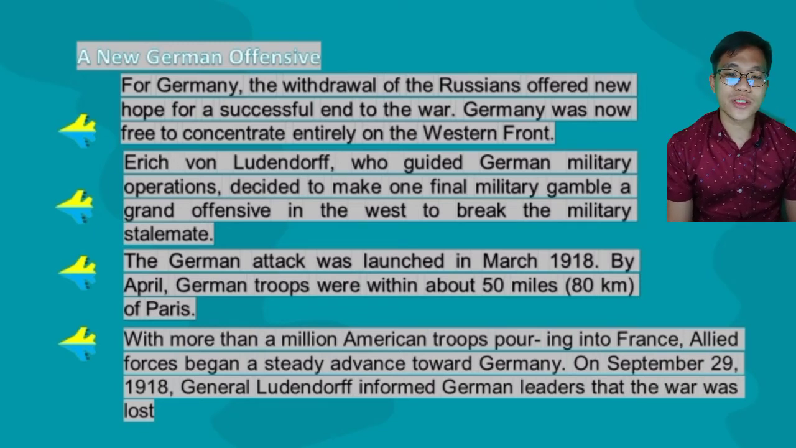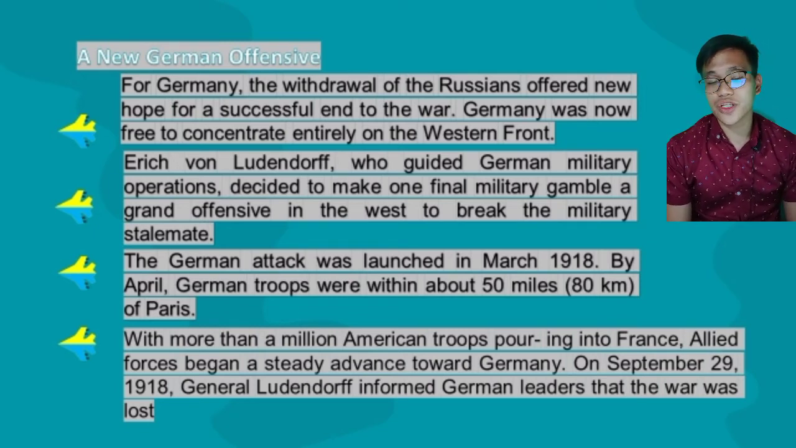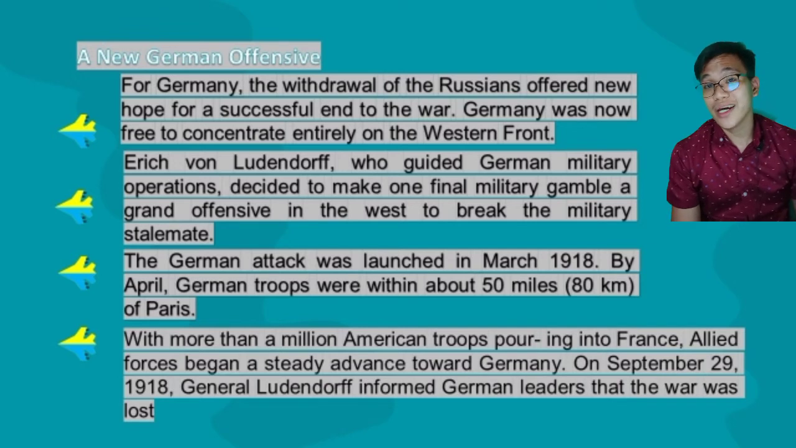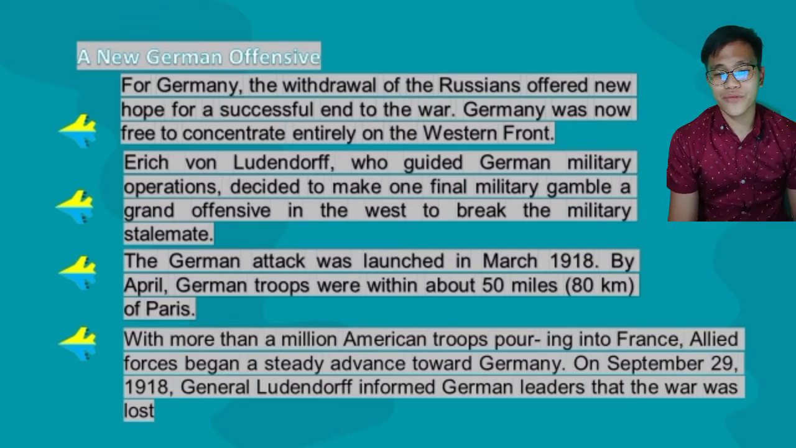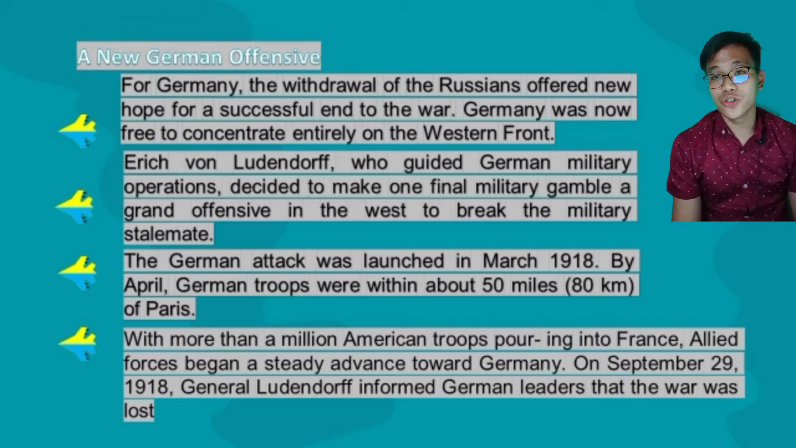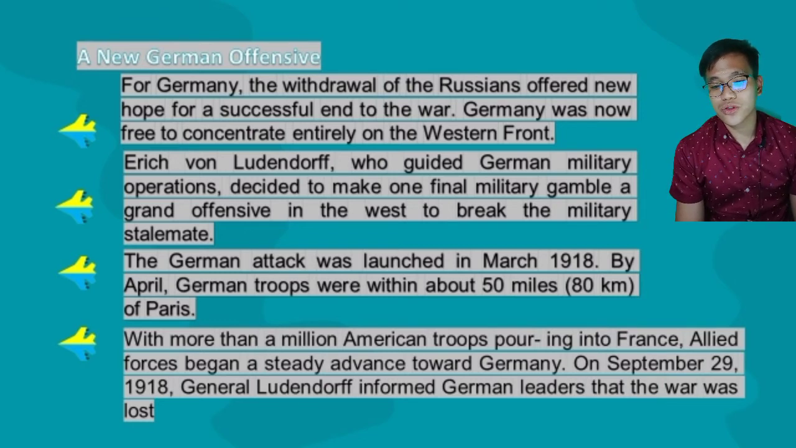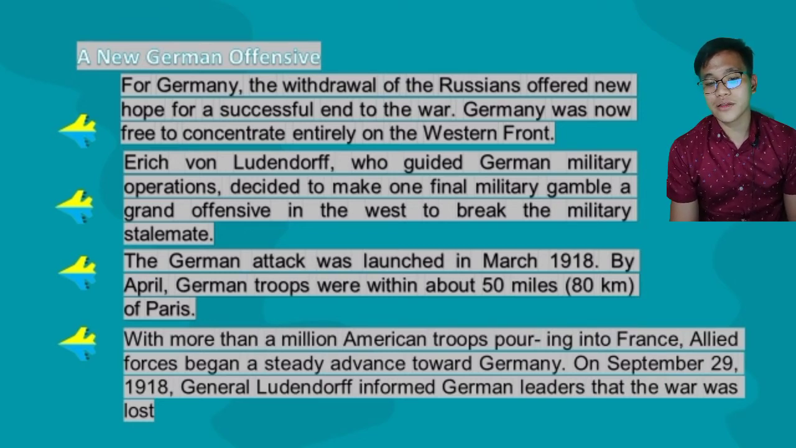The German attack was launched in March 1918. By April, German troops were within about 50 miles, equivalent to 80 kilometers, of Paris. However, the German advance was stopped at the Second Battle of the Marne on July 18. Fresh American troops had arrived, supported by hundreds of tanks, and threw the Germans back over the Marne.